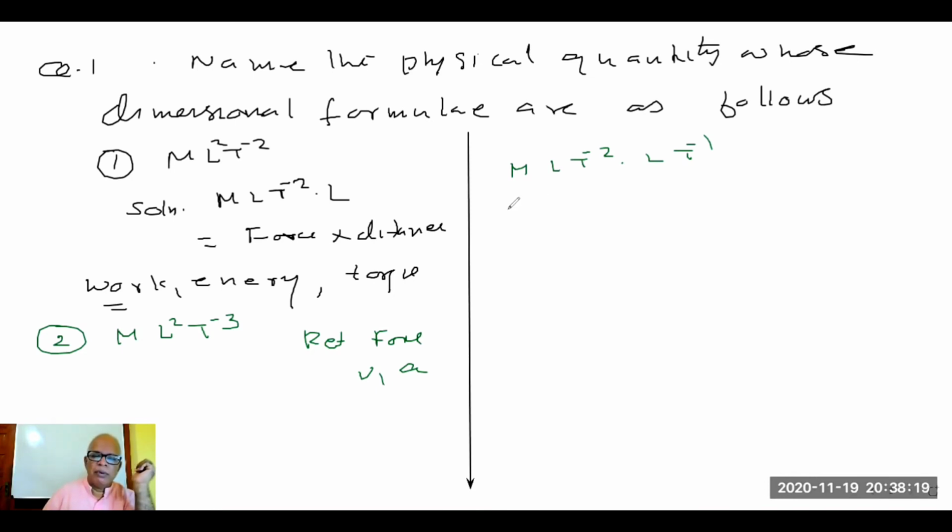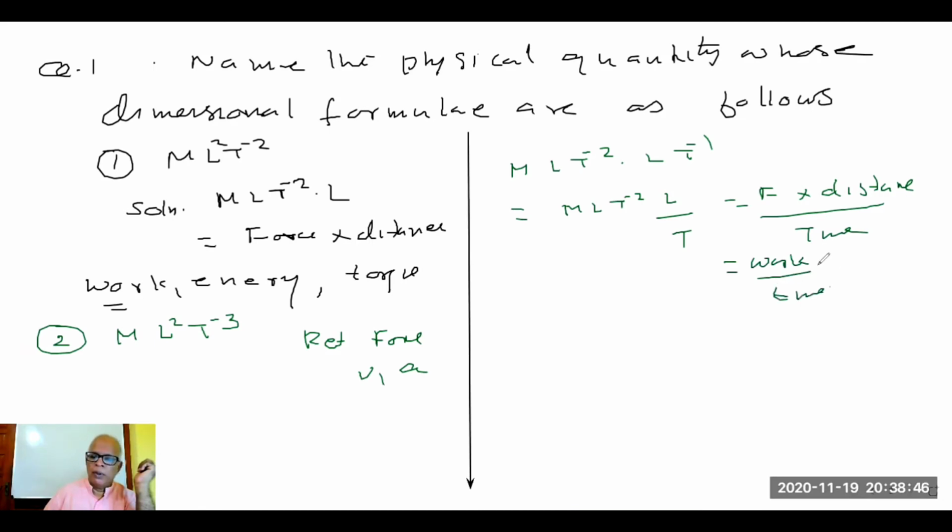So you have this: MLT minus 2 into L by T. This is force into distance L, divided by time. It is nothing but work done by time. This is method 1. So, power.